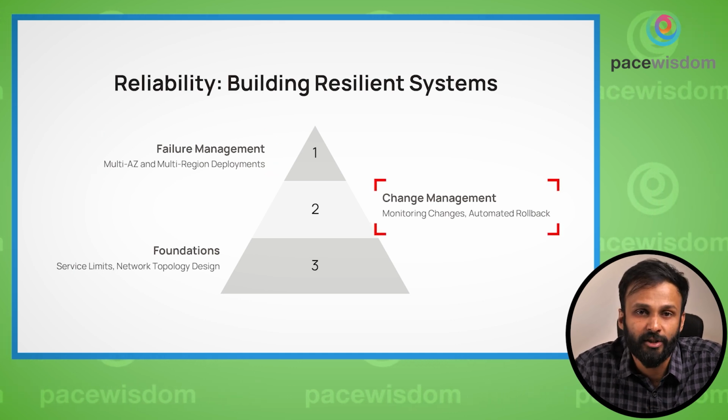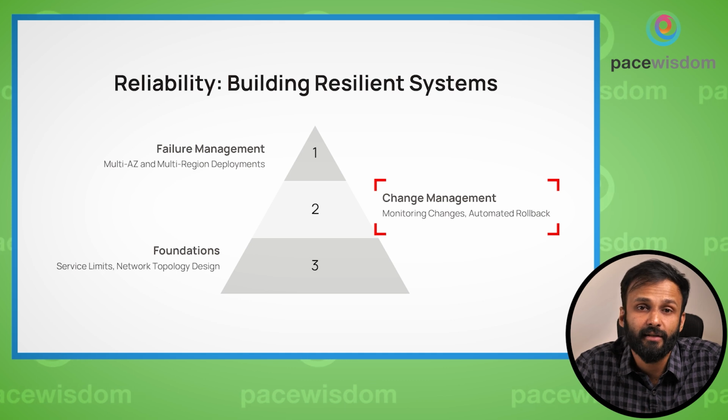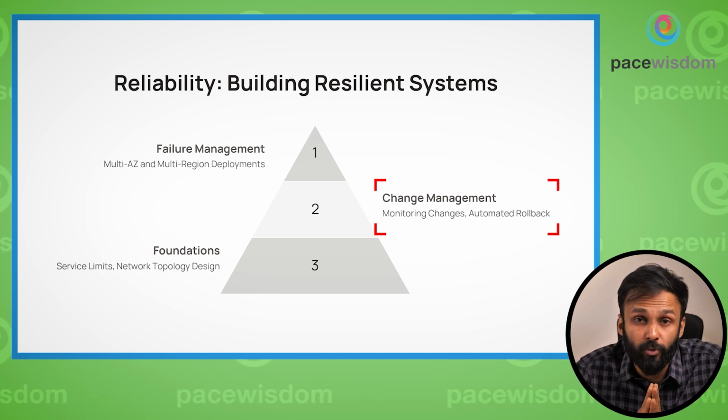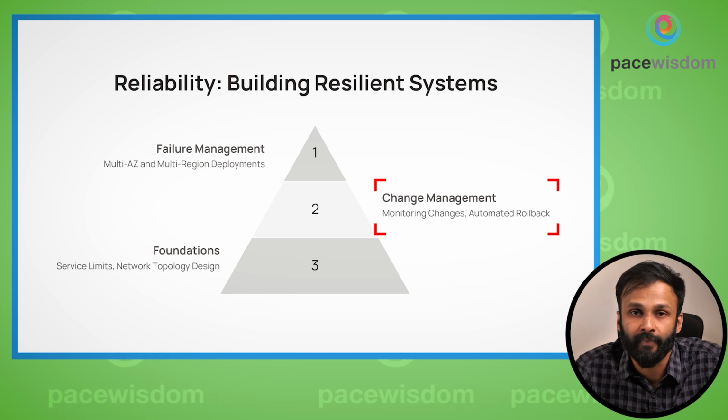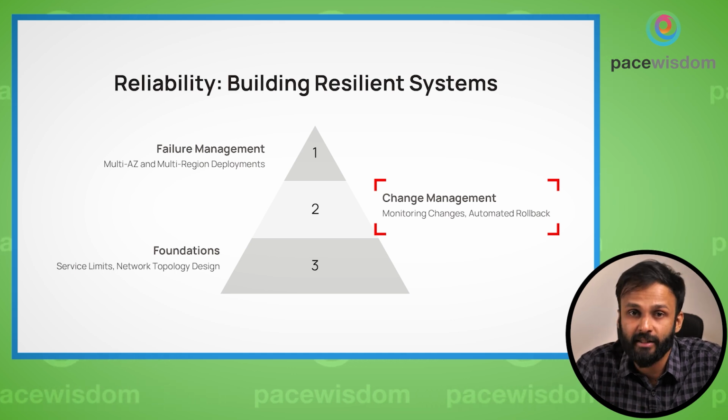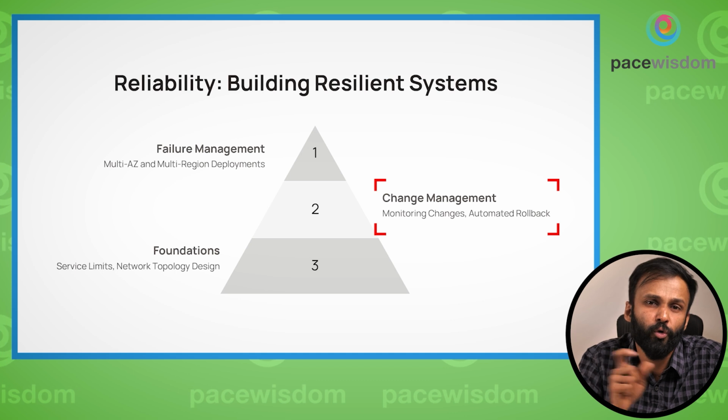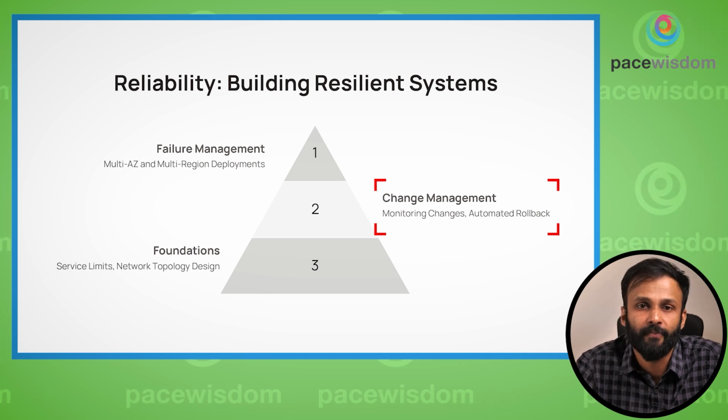Next is about change management. Change management is about implementing robust monitoring and alerting to detect and respond to issues quickly, okay? Use automated rollback procedures to revert to a known good state in case there is a failure, right?